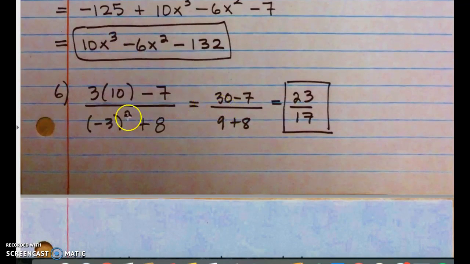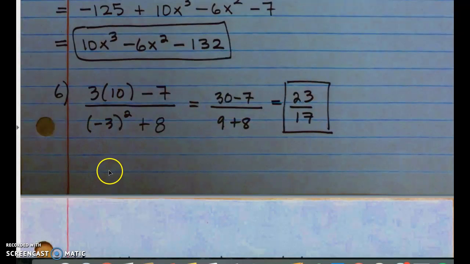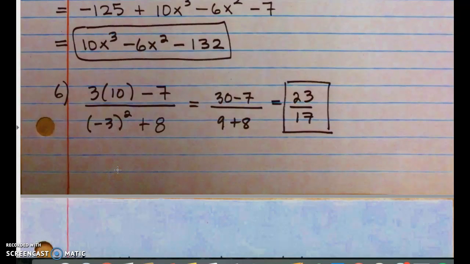On the last one here, number 6, we're combining things on the top. So 3 times 10 is 30 minus 7. That's where we're getting the 23. Negative 3 squared is a 9, plus 8 is 17.